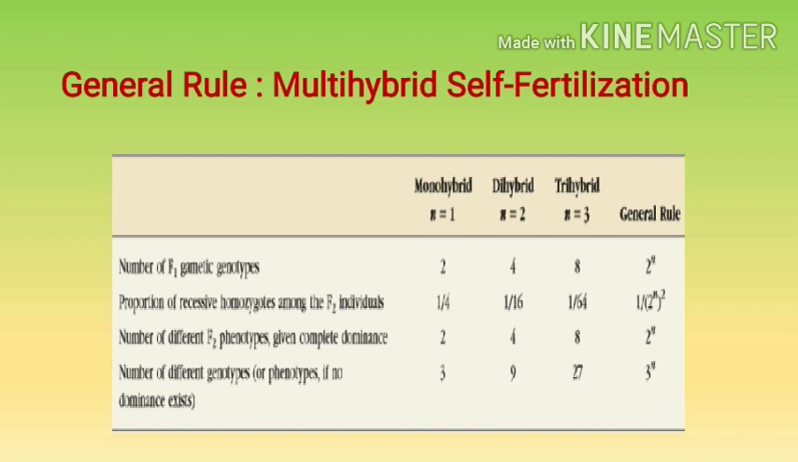So the general rule for it is 2 raised to power n, which means that if you have to get the number of gametes, you have to raise 2 to the power n. Next is your proportion of recessive homozygous among the F2 individuals.